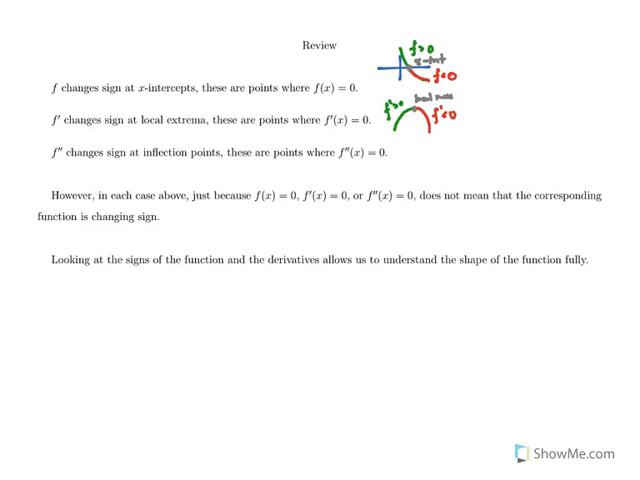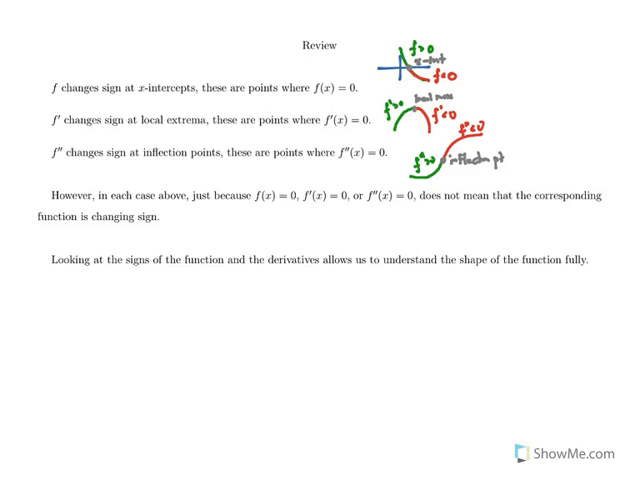And an inflection point is where we change from maybe concave up to concave down. And this special point where that happens is called an inflection point. We go from the second derivative being positive to the second derivative being negative. So there's something special about the change of sign in the function, its derivative, and its second derivative.